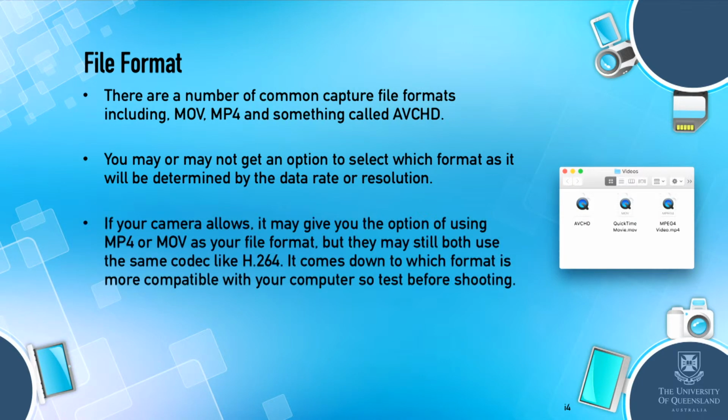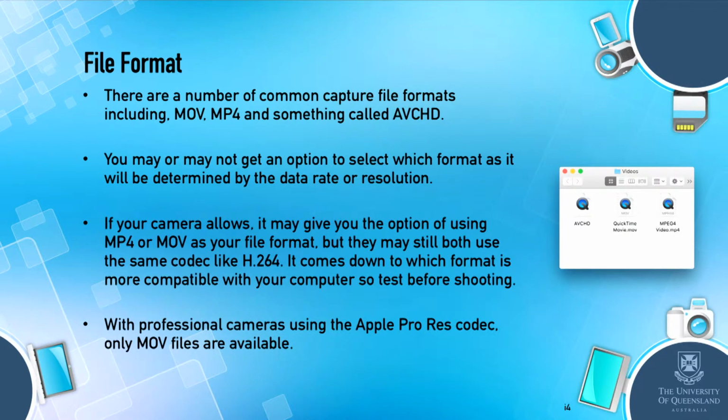It's important to note that your camera may give you the option of using MP4 or MOV as your file format, but they may still both use the same codec, like H.264. So it may come down to which format is more compatible with your computer, so it's best practice to do some tests before shooting. With higher end cameras, like ones that shoot using Apple ProRes, only MOV files are available.